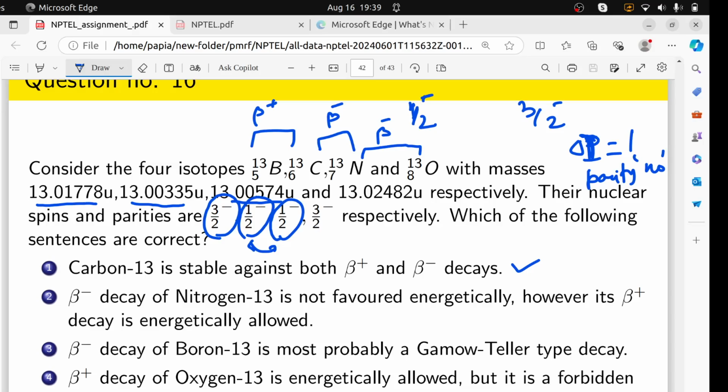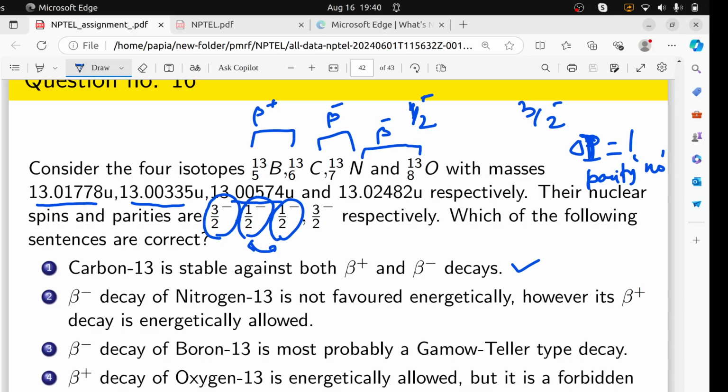Nitrogen has mass 13.00574. Oxygen has mass 13.02482. So nitrogen will not go beta minus with oxygen because it is not energetically favored. Mass of nitrogen is less than mass of oxygen. So whatever it is saying, it is not energetically favored. However, its beta plus decay is energetically allowed.